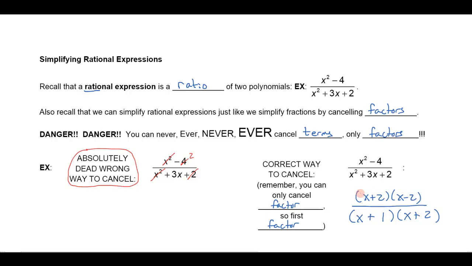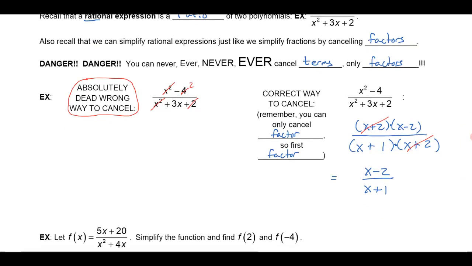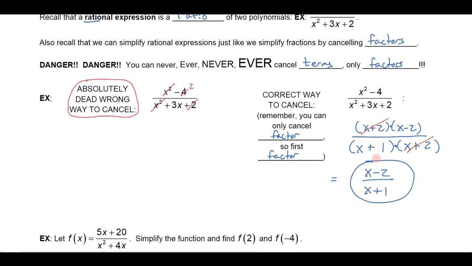Alright, so now that I've factored it, now I see I have a common factor. Factors are things you multiply. Terms are things that you add and subtract. So over here, now I've got a factor of x plus 2 that I can go ahead and cancel, and that's going to give me x minus 2 over x plus 1. Okay? Alright, so that's the correct way to simplify a rational expression, is you want to factor it and then see if there's any common factors. Now, you can't just cancel terms.